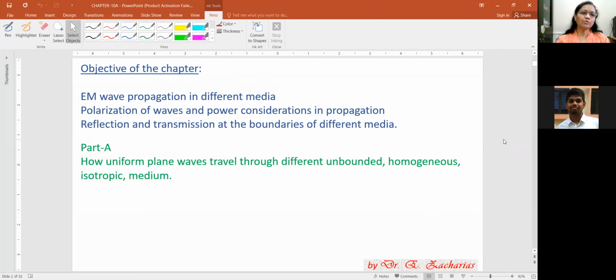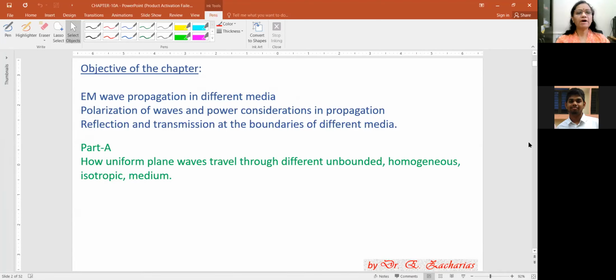Even before that, let me talk about the objective of the chapter. The objective of the chapter is a discussion on electromagnetic wave propagation in different types of media. When I'm talking of different types of media, I will also be talking about the four classifications of media and how the electromagnetic waves propagate through these media. And then, what is the relationship between electric field and magnetic field? What would happen to the wave when it propagates? All these things will be part A.